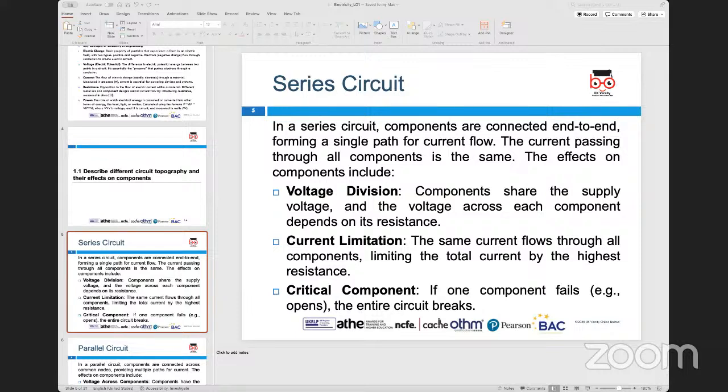So when we talk about circuit topology, let me see if I can bring this picture onto the slide. Just give me 1 second.